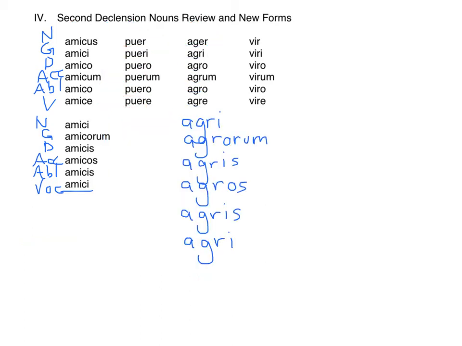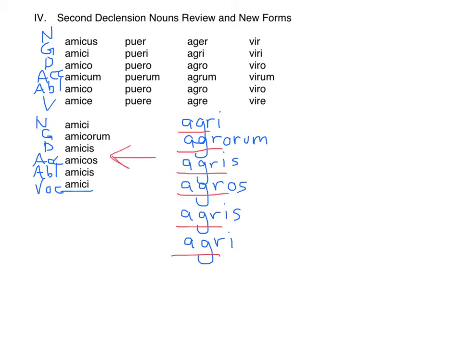So there are the forms of the noun ager in the plural. Again, you'll note that it loses the E, but the endings are exactly the same as they are for amicus.